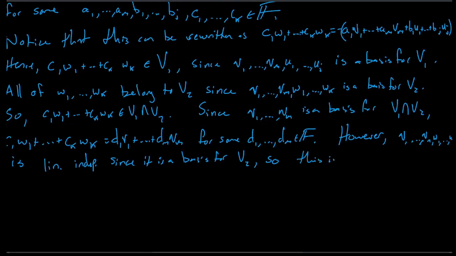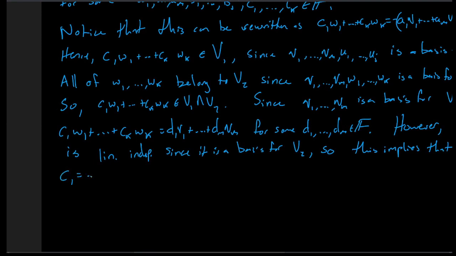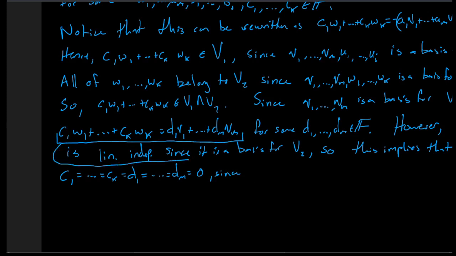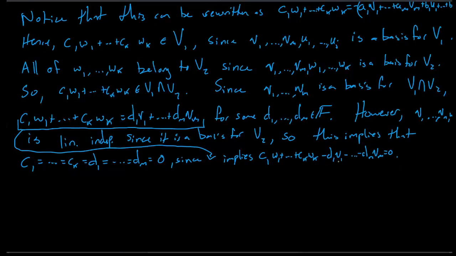So this implies that C1 equals dot dot dot all the way down to CK equals D1 all the way down through DM equals 0. And this is just since this thing right here is equal to 0. So taking it, moving it to the other side, look, it says you've got a linear combination that's equal to the 0 vector. By linear independence, all the coefficients in that linear combination have to be 0. That's the justification for this piece right here.